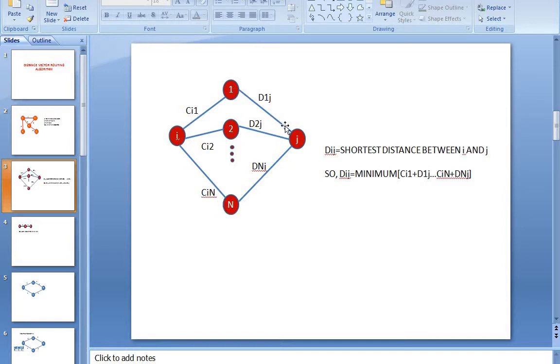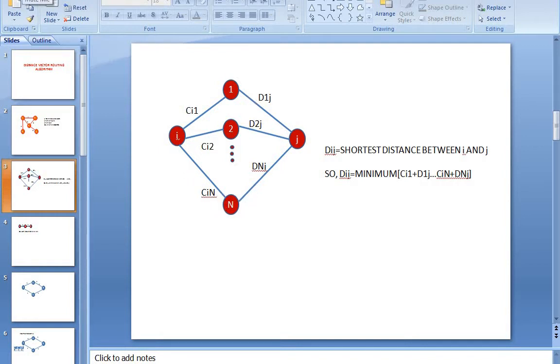Here from node 1 to destination J, the cost is D1J. Here from node 2 to destination node J, the cost is D2J. And this way, from node n to destination node J, the cost is DnJ. Now we need to find out the shortest path between node I and node J, as I is the source and J is the destination. So Dij will be the minimum of Ci1 plus D1J, this way till Cin plus DnJ.